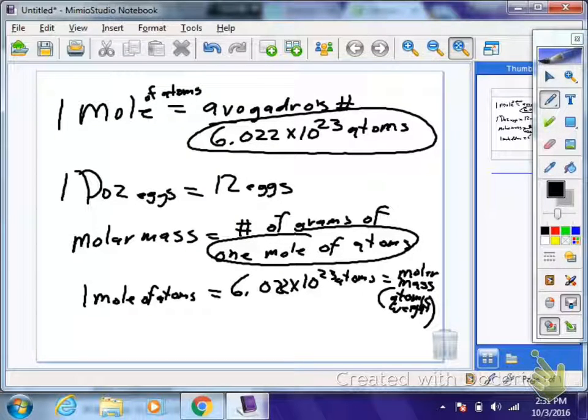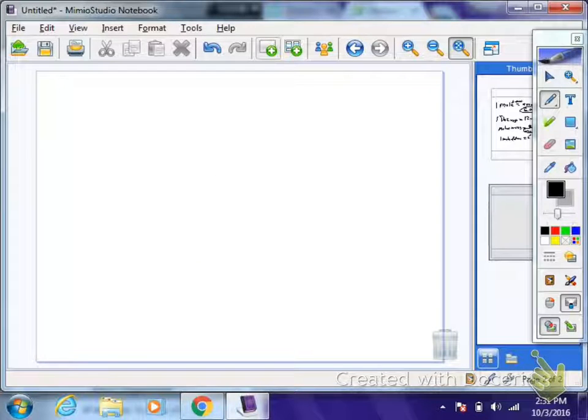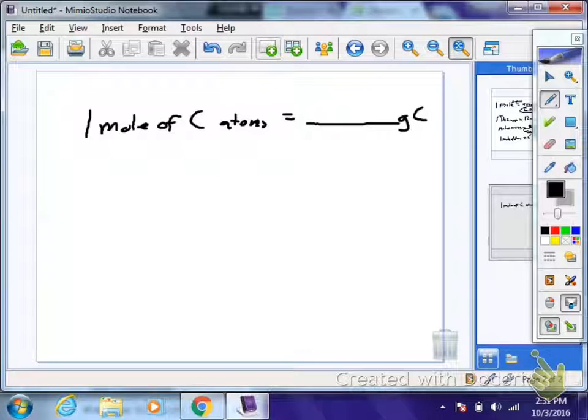So I'm going to put some statements up here. You're going to look on the periodic table and answer the question. You're going to fill in the blank. Once you fill in a few of these blanks, you'll understand how these work together, and we'll do a couple problems. Okay? So here we go. Fill in the blank.